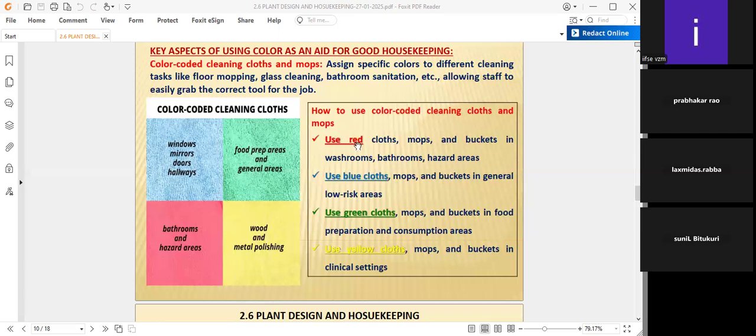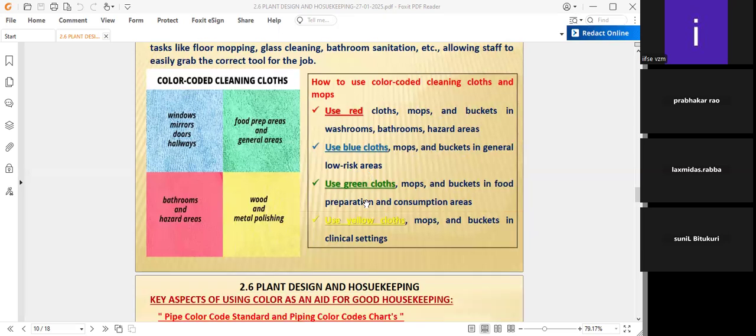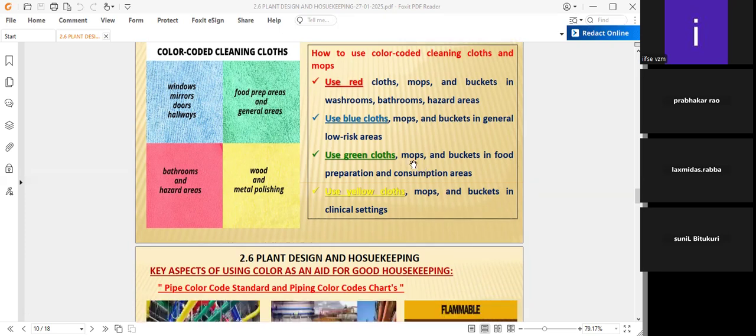But the standard says color-coded cleaning cloths should be used. That means use red cloths, mops, and buckets in washrooms, bathrooms, and hazardous areas. Use blue cloths, mops, and buckets for floor cleaning in general low-risk areas. Use green cloths and mops for cleaning floors, and buckets in food preparation and consumption areas, where consumption means human consumption. Use yellow cloths, mops, and buckets for cleaning floors in clinical settings, the OHC settings. See, it is clearly defined.